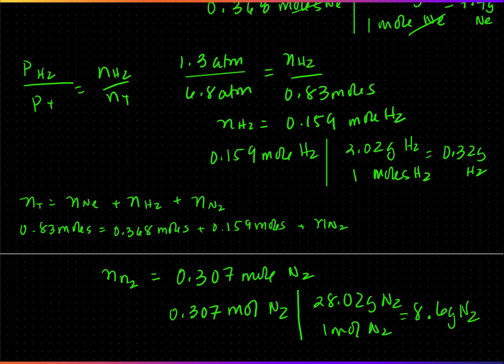So if you notice, there's more than one way to solve for this. You could use PV equals nRT. It just takes a lot longer to set up. However, sometimes you need to use PV equals nRT to get the total pressure or the total moles. Once you have the total pressure or the total moles, you could use mole fraction. It's a lot faster.